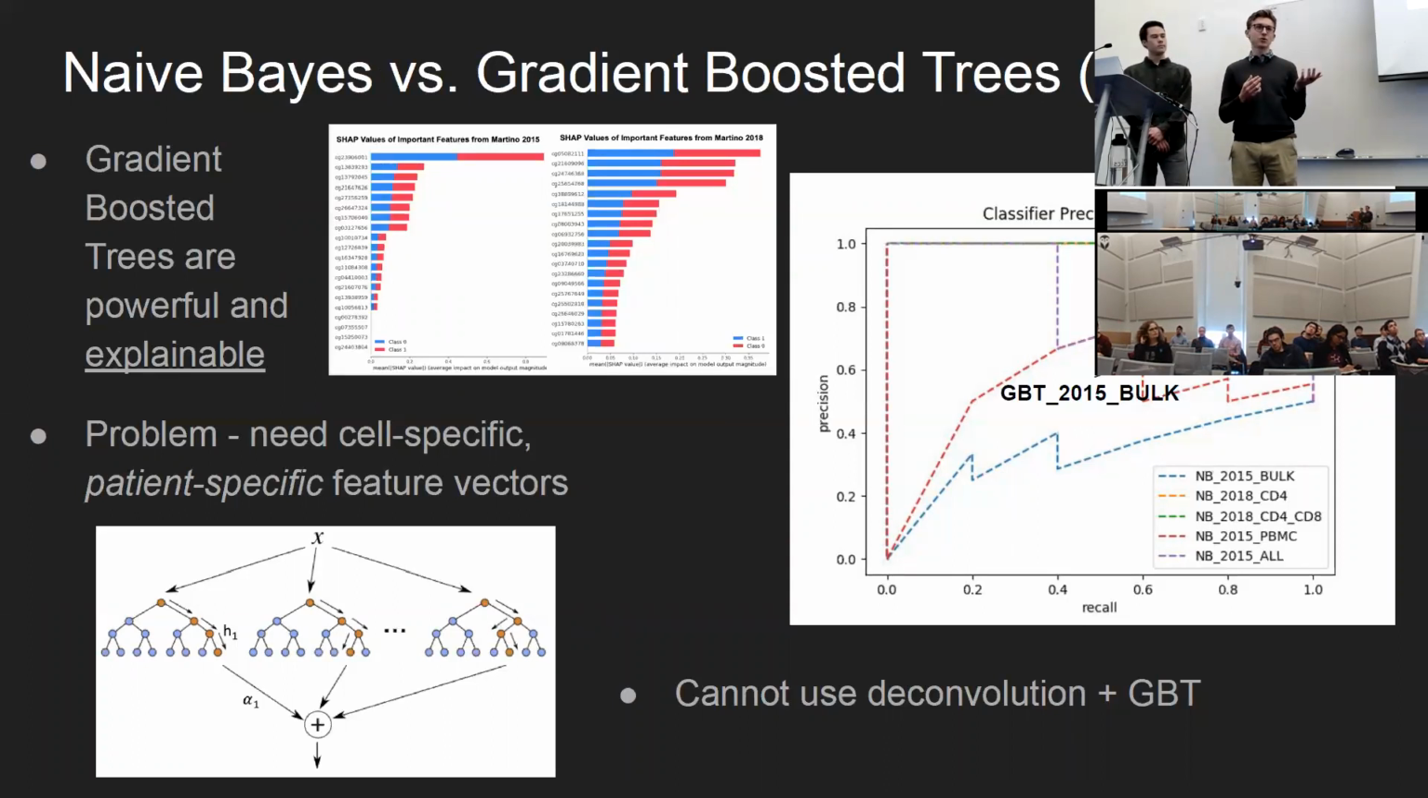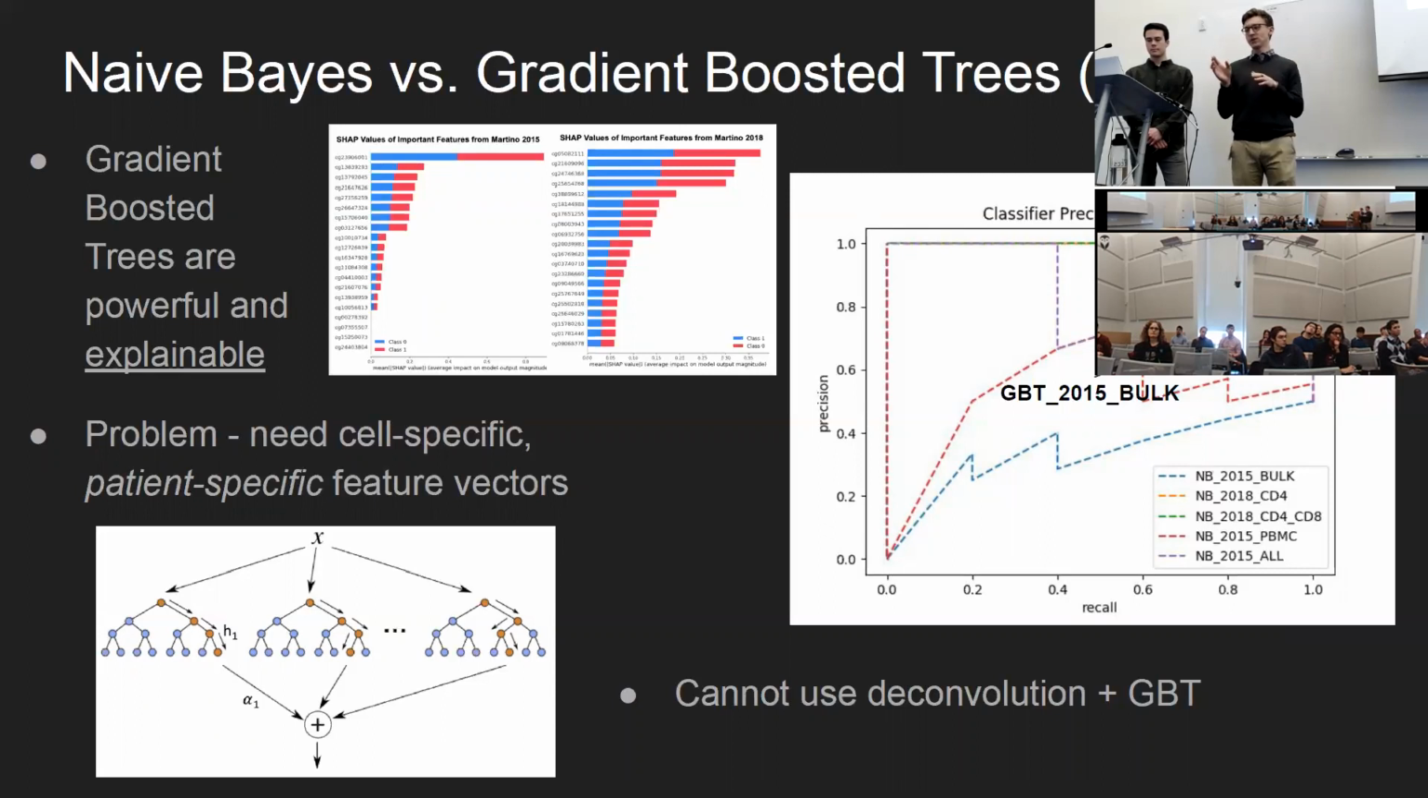And the reason we chose gradient boosting trees is, one, because they are more powerful than, of course, a naive Bayes classifier, but also they're very explainable, meaning you can extract which features, or which CpG islands, most correlate to a prediction, basically. We ran a gradient boosting tree algorithm on both data sets.